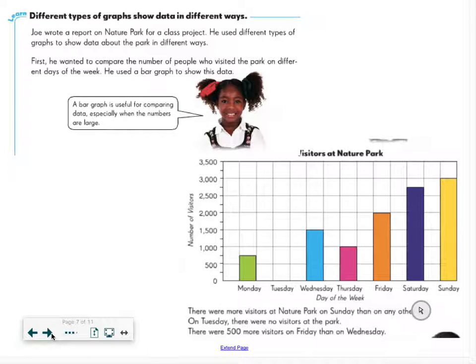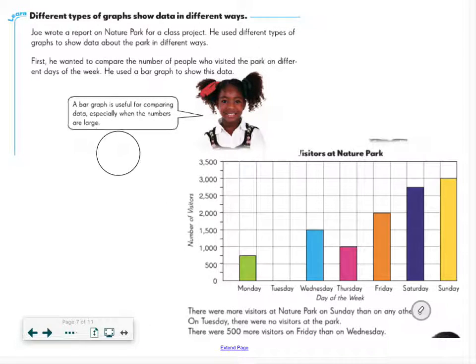Okay, so another part of the test you're gonna have to know is when to use which types of graphs. Our options are bar graph, line graph, picture graph. A bar graph is useful when comparing data, especially when the numbers are large. Like look at this, 0, 500,000. These are big numbers. So usually you can compare data using that.